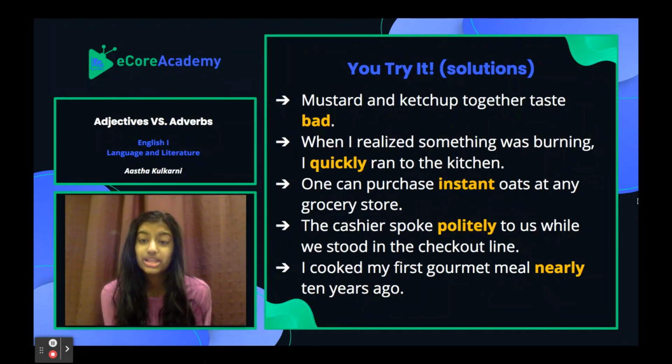The cashier spoke politely to us while we stood in the checkout line. Politely is describing the word spoke, which is a verb, so that is why we're using an adverb. And then lastly, I cooked my first gourmet meal nearly 10 years ago. The correct answer is nearly.